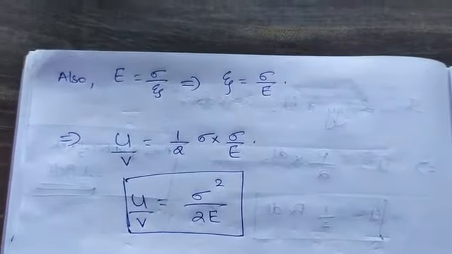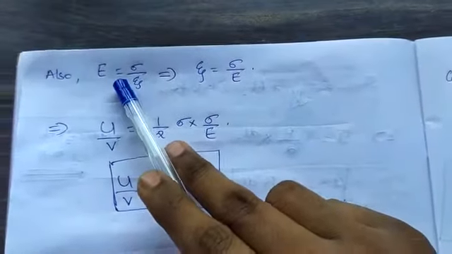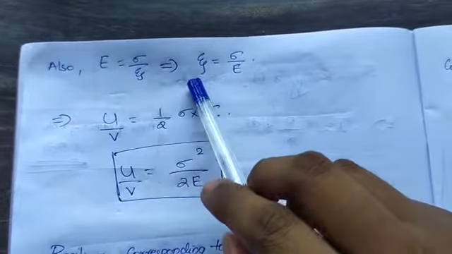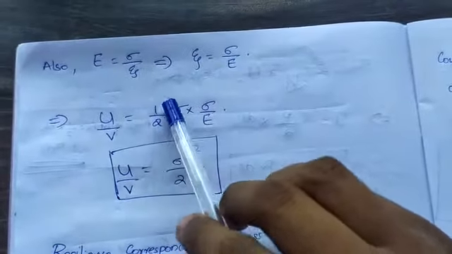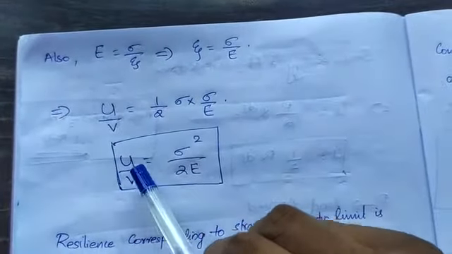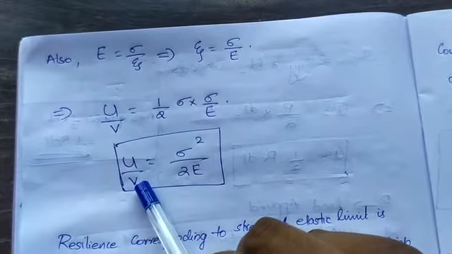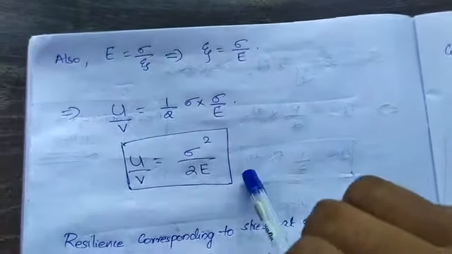Now, from Hooke's law we know that E is equal to sigma by epsilon, so epsilon is sigma by E. You substitute this value instead of epsilon, and you will get U by V, the strain energy density, given by sigma square by 2E, which is a very important equation.